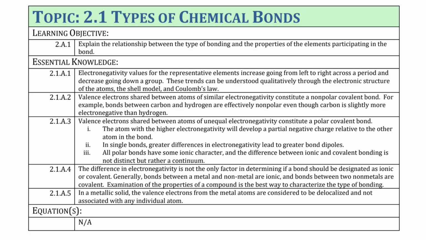The objective is to be able to explain the relationship between the type of bonding and the properties of elements participating in a bond. So we're going to talk about electronegativity, we'll address Coulomb's law, valence electrons, and different types of bonds, different types of covalent bonds, etc.